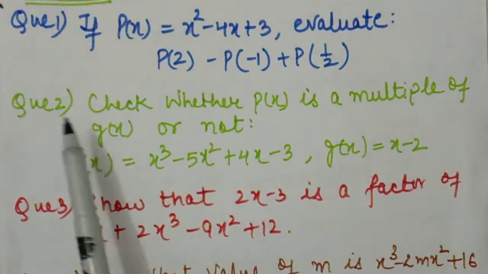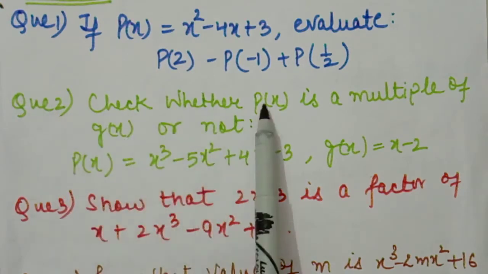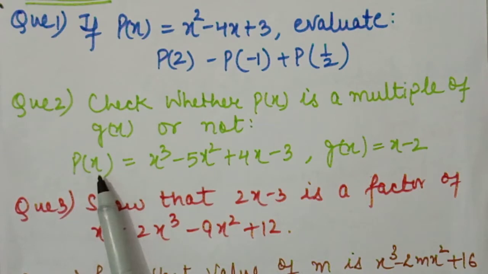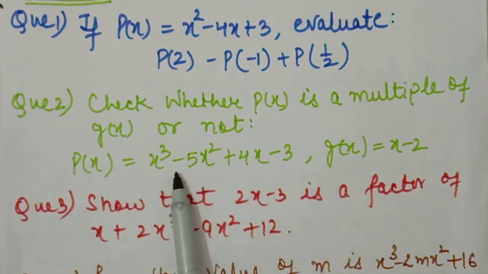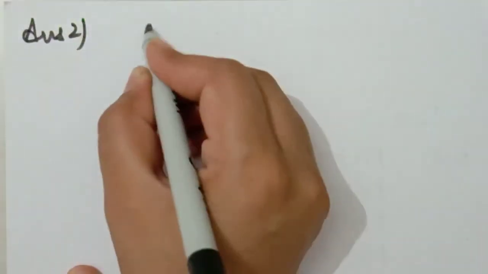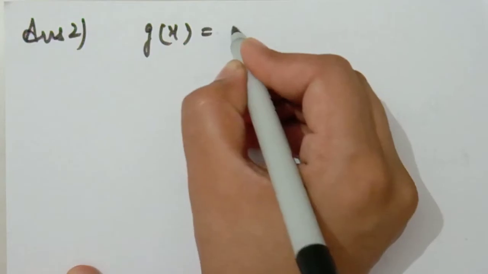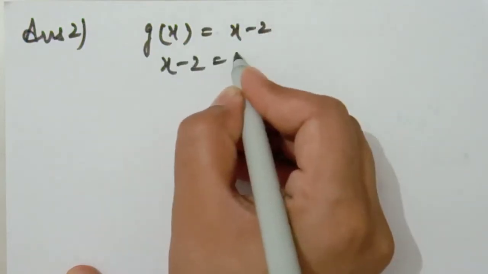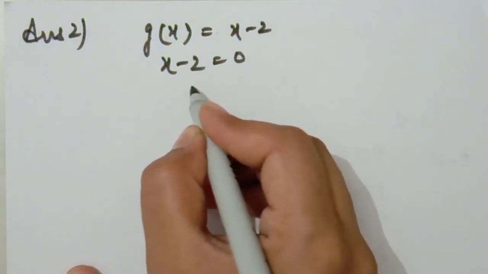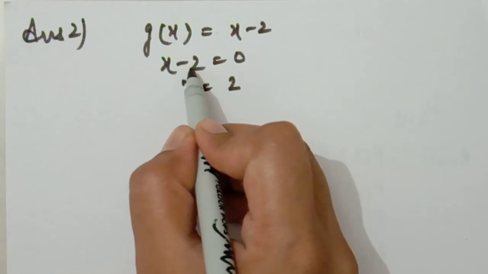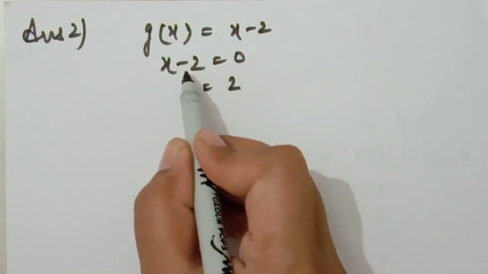Now students, the second question was: check whether g(x) is a multiple of p(x) or not. So first of all, we have to find the value of the variable from g(x). In question number 2, g(x) is x minus 2. We have to find the value of the variable, so we will put g(x) equal to 0. Now the value of x is 2, when we shift this number to the other side, it is plus 2.